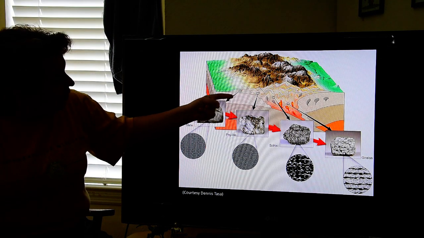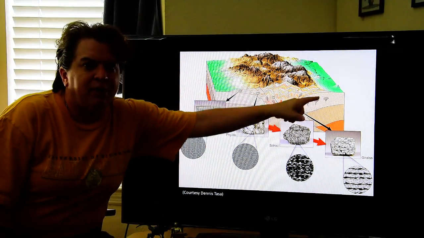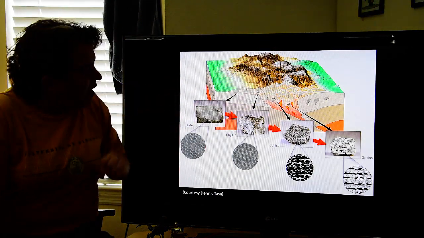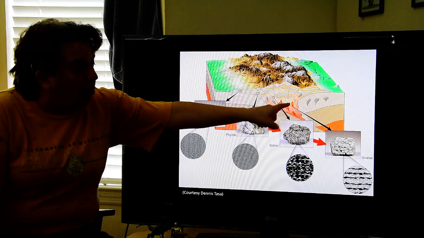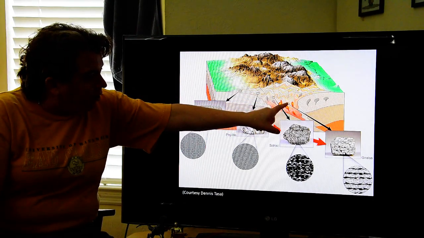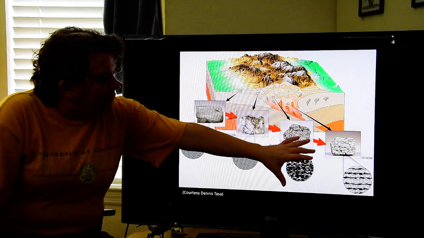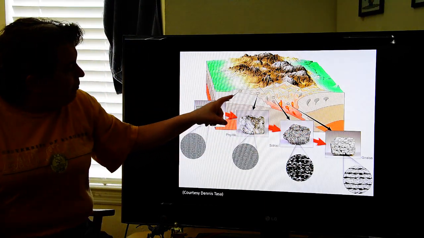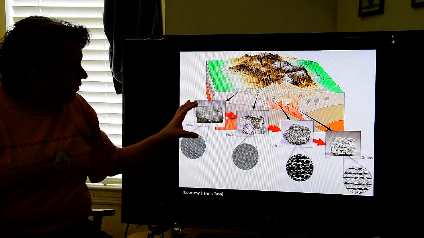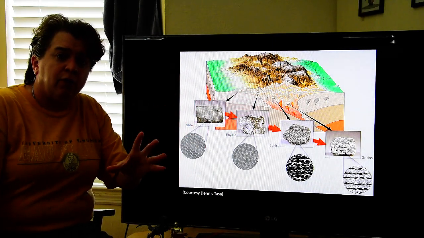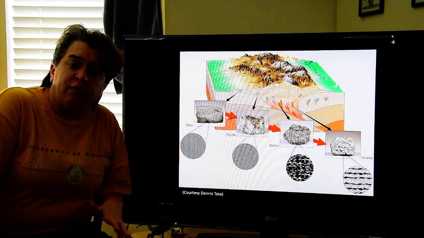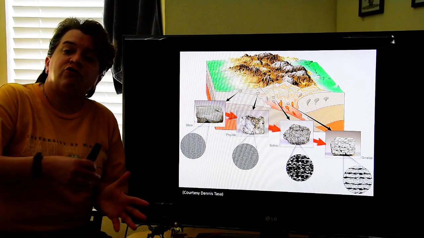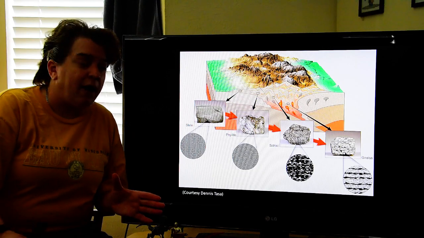Here's like, this might be India and this might be Asia, and they've crashed into each other and built up these mountains. And in the core, in the central part of the mountain, you'll have very high grade metamorphic rocks. But at the edges of that mountain, you'll have lower grade. We're going to talk a little bit about grades of metamorphism. It's basically how changed is the rock from its parent rock.